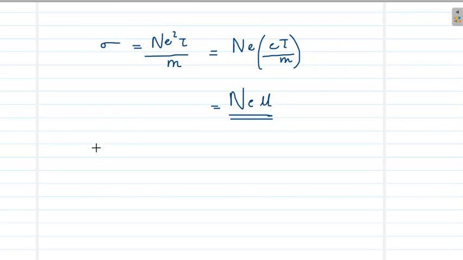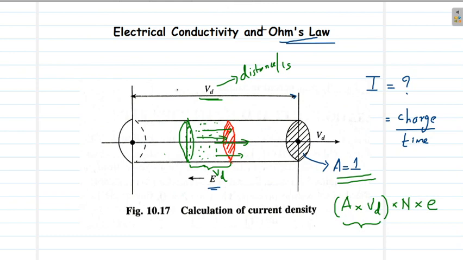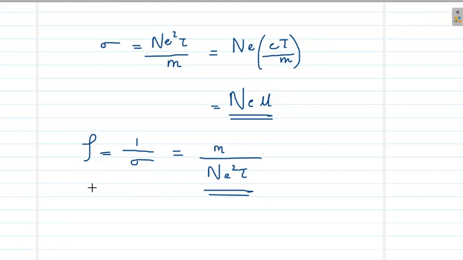This is the relation between the electrical conductivity and carrier mobility. From this we can also define resistivity. We know resistivity and conductivity are inversely related, so rho equal to 1 by sigma, which will be equal to m divided by n e square tau. All these equations are in good agreement with experimentally observed values. So we have seen that the free electron theory is able to explain Ohm's law, and to define and find sigma, electrical conductivity, mobility and resistivity.